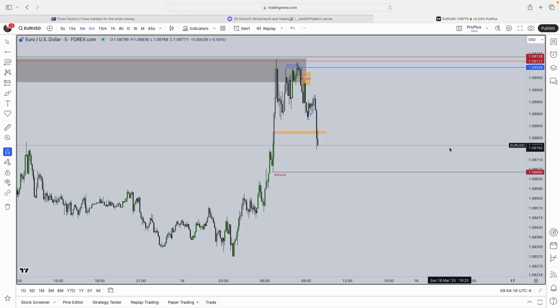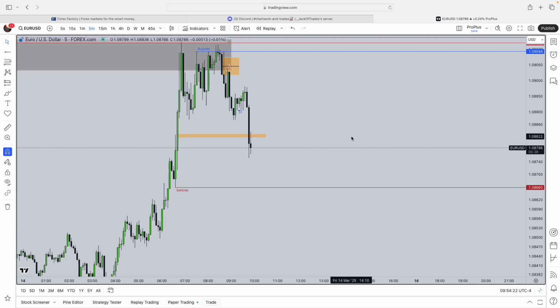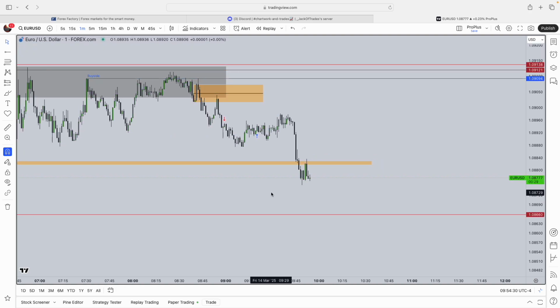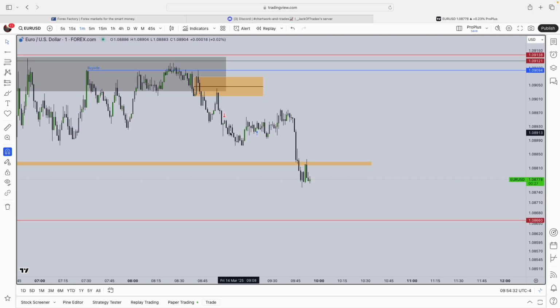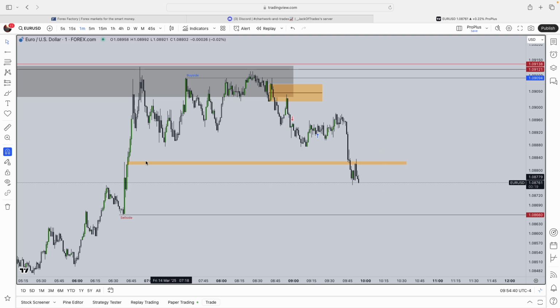Okay, so again, update. Obviously I got stopped out at break even, or just above break even, to cover costs. It did actually end up dropping. So my stop was above there, so I was still safe of getting stopped out. Now price drops lower again.